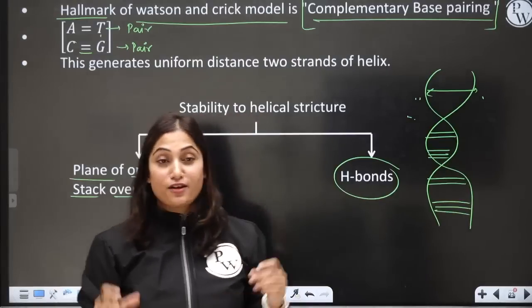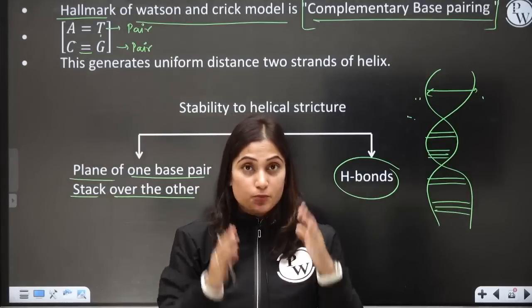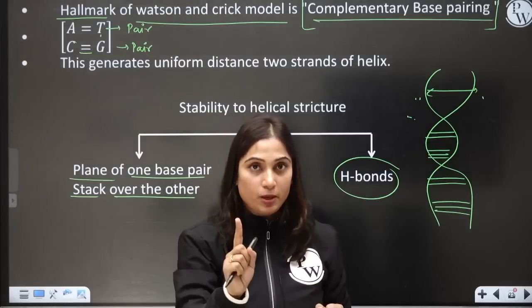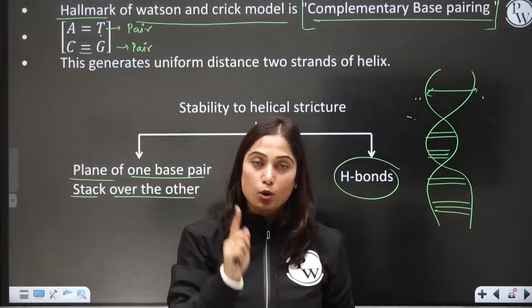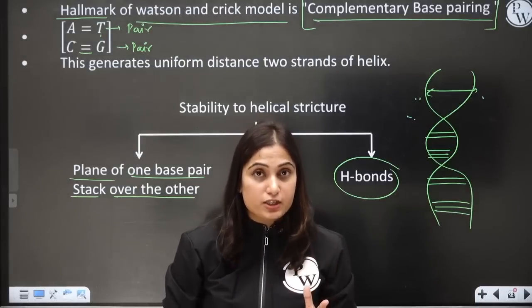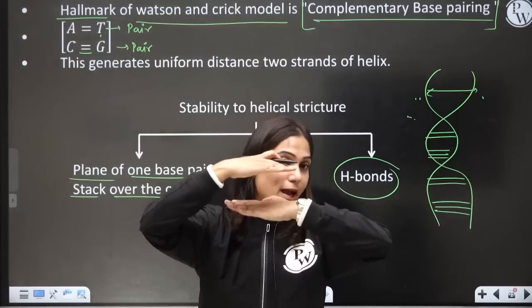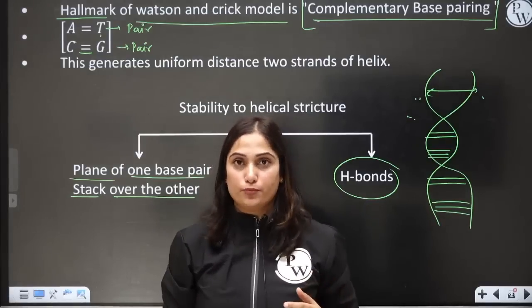Okay, so these are very important points. What generates the uniform distance between the 2 strands of DNA? Complementary base pairing, that is, purine always pairs up with pyrimidine. What is the reason behind the stability of the helical structure of DNA? First, the plane of one base pair stacks over the other, and second, hydrogen bonding.